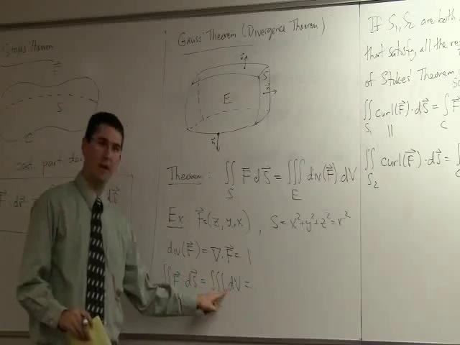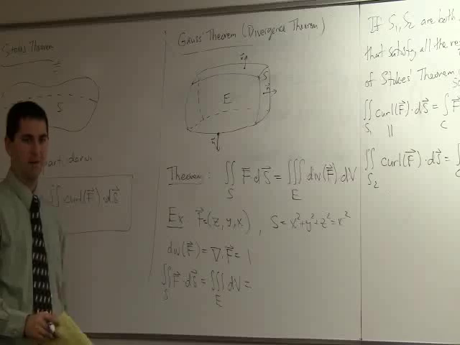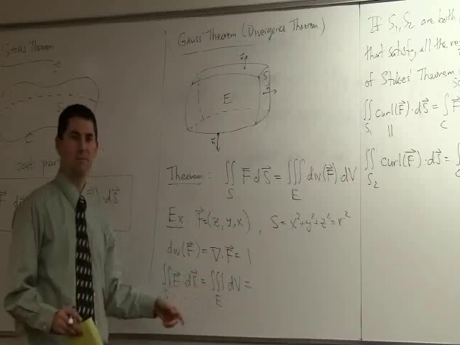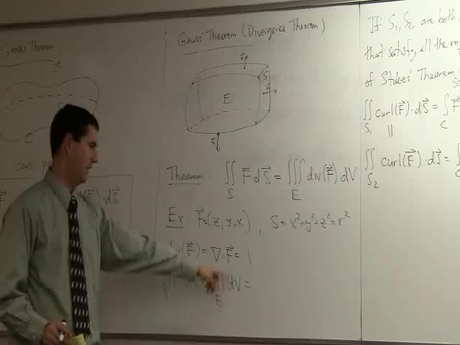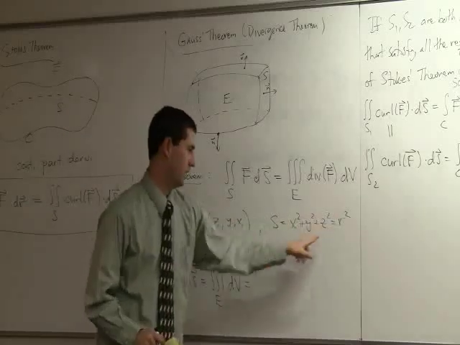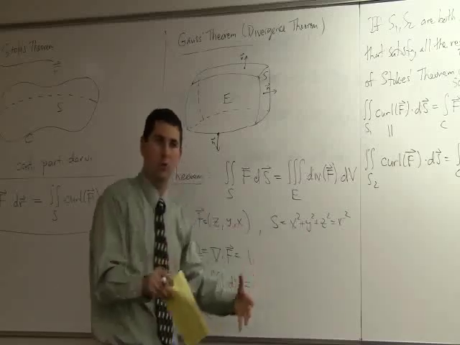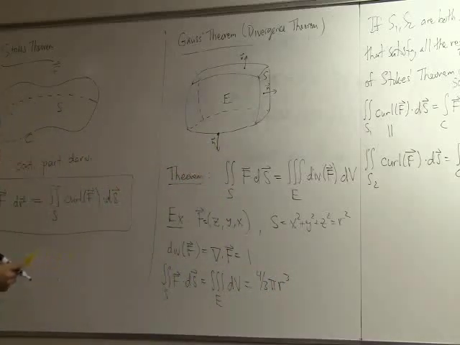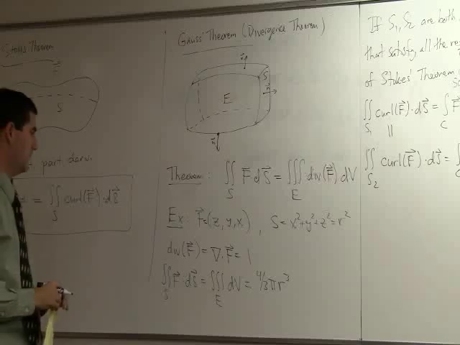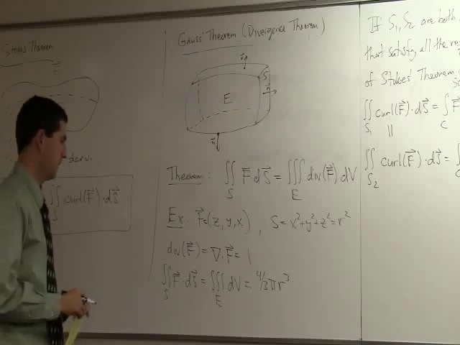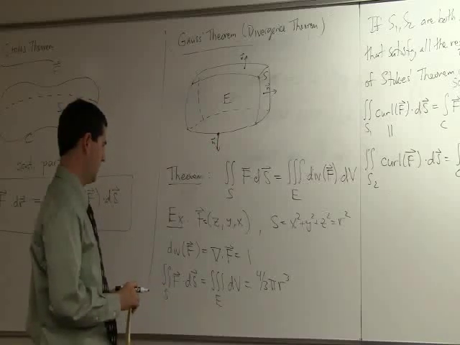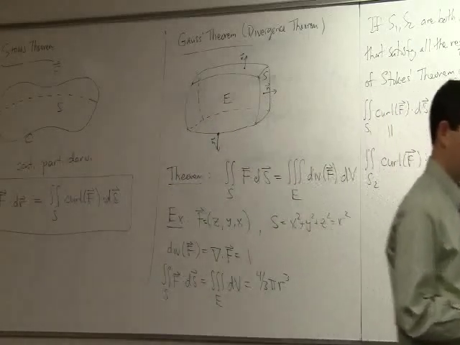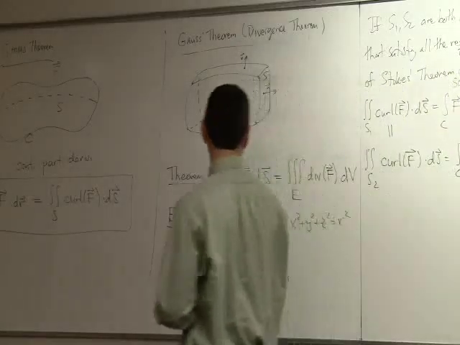But remember, when you put a 1 here, things are really nice. You're actually just computing the volume of this sphere, just the volume of this region E. S is the surface of the sphere, but E is the whole solid. So the volume is just 4/3 pi r cubed. So that's the divergence theorem.